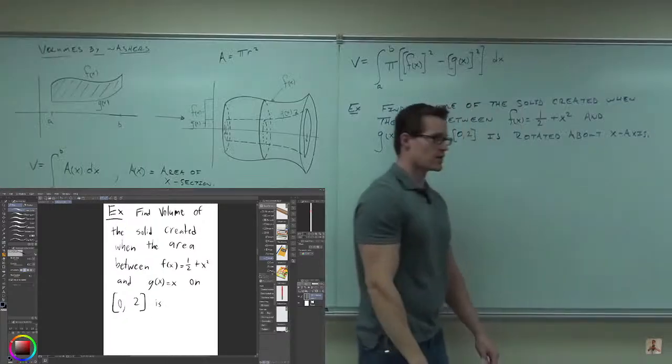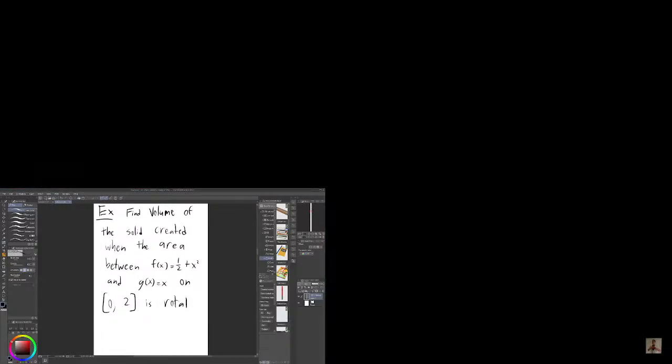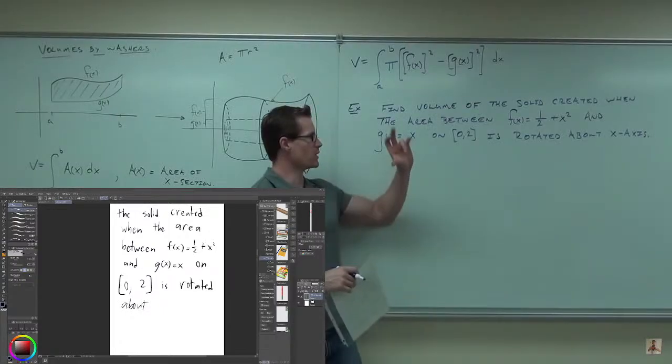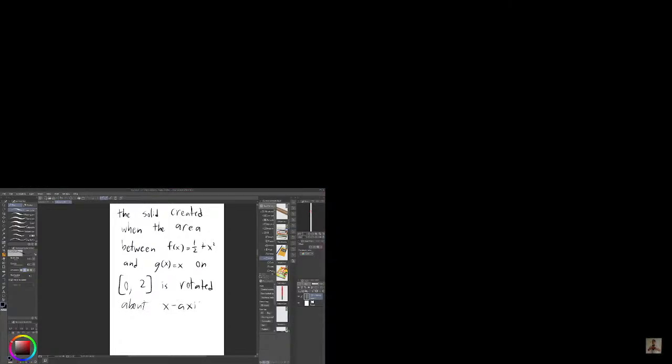Okay, that's very wordy, but I wanted to make sure you understand exactly what we're doing. We're trying to find the volume of the solid that's created when the area between two functions, f of x and g of x in this case, on the interval 0 to 2, is rotated around the x-axis. That's the whole idea. Now, we should be able to set this thing up and find the volume of that.